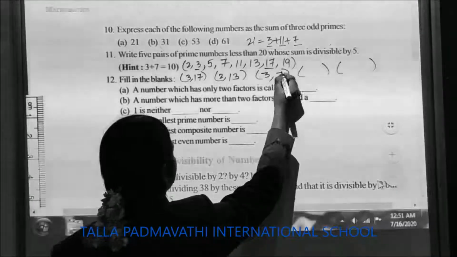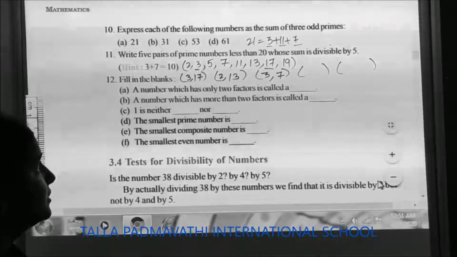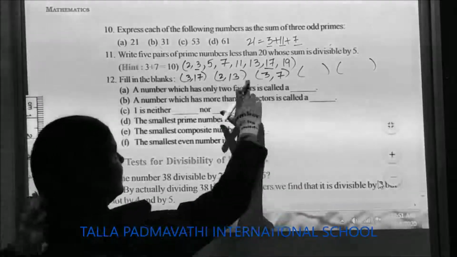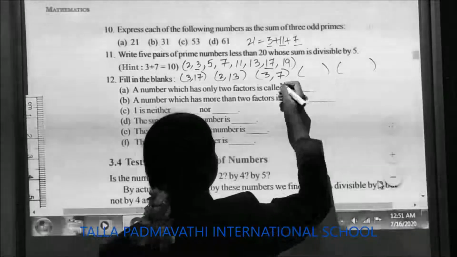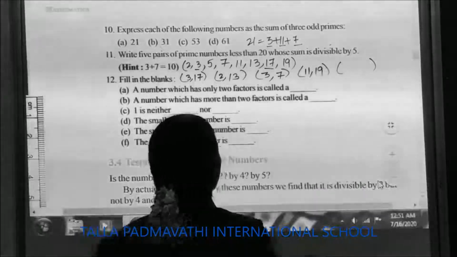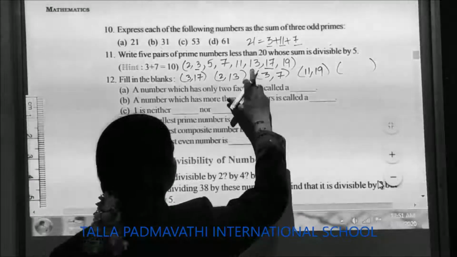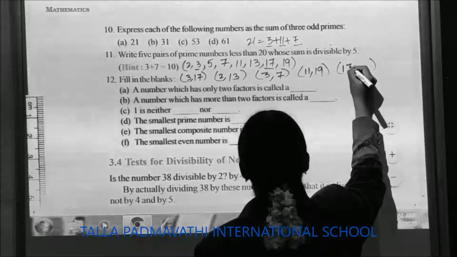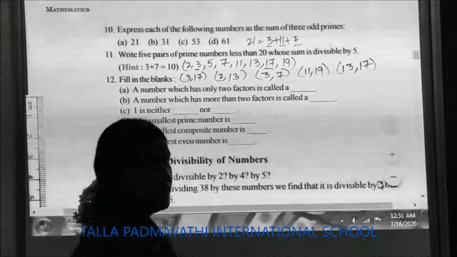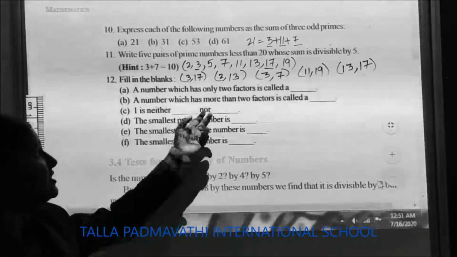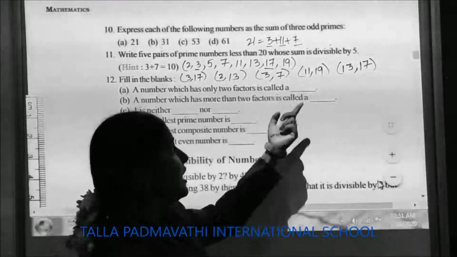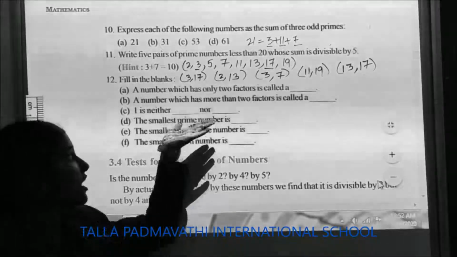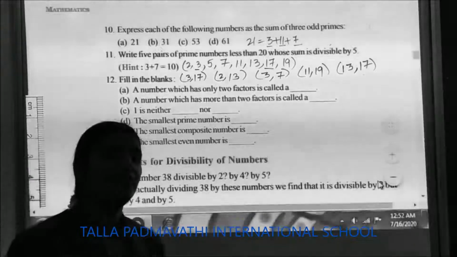Next, as they have given 3 comma 7, and you can take 11 and 19, children. If you take the sum you will be getting 30, so 30 is divisible by 5. So one more pair you need to form. That is 13 and 17, so 13 plus 17 is again 30, which is divisible by 5. So you got the 5 pairs. The 5 pairs are 3 comma 17, 2 comma 13, 3 comma 7, 11 comma 19 and 13 comma 17. If you take the sum of these pairs, it will be divisible by 5.